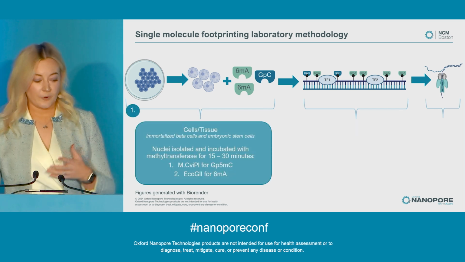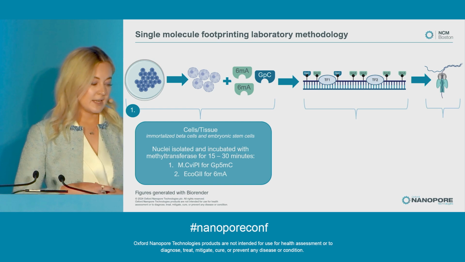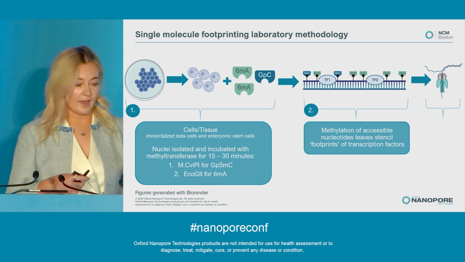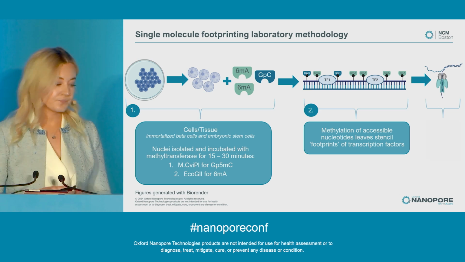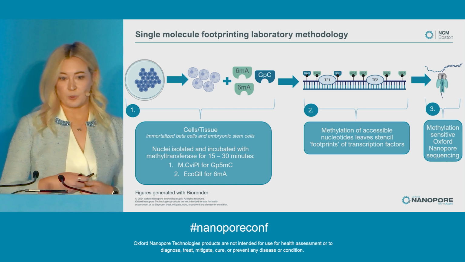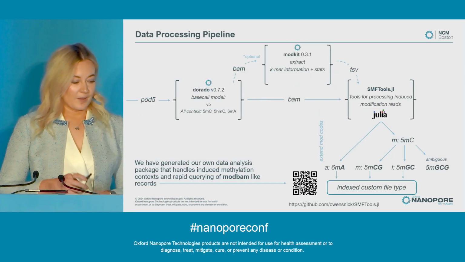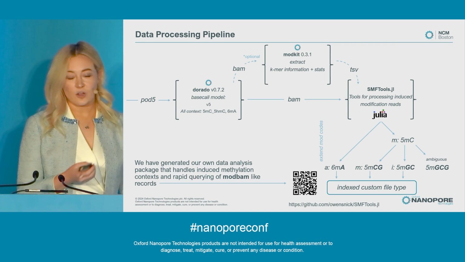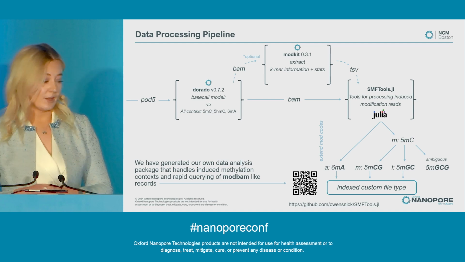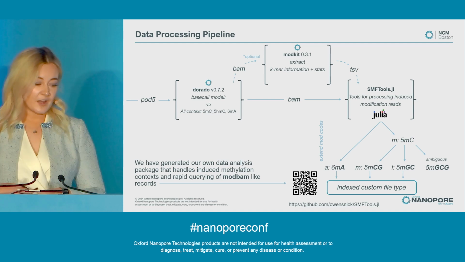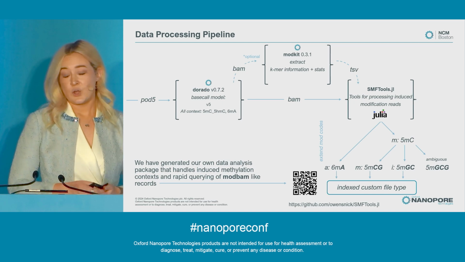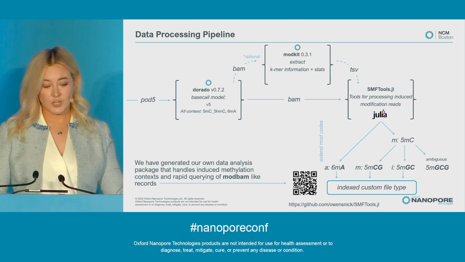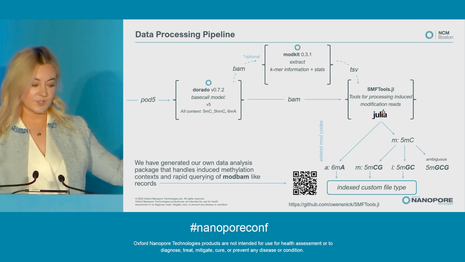So just a very quick laboratory overview. We take cells or pancreatic tissue, and we isolate the nuclei from these, and we incubate with our 2 different methyltransferases. We then extract the DNA, which still has our methylation and our transcription factors bound. And then we do methylation-sensitive Oxford Nanopore sequencing. I'm not going to go into too much detail of the data processing, but we basically use all context 5mC and 6mA base calling using Dorado. And then we've developed a tool for processing these induced methylations, which allows us to identify the 5mC, but we can also distinctly identify the CG and the GC methylation, and then also our 6mA.